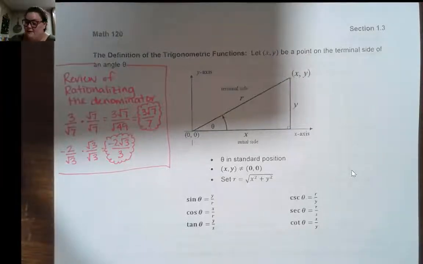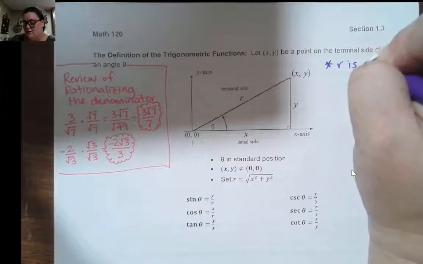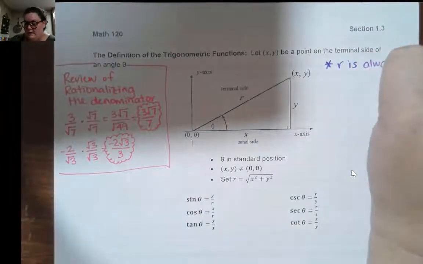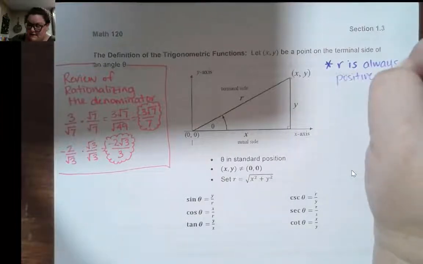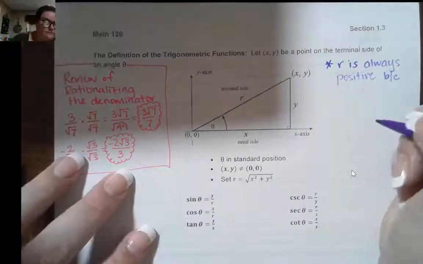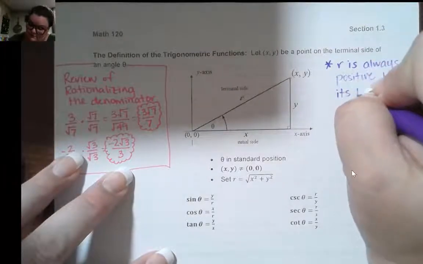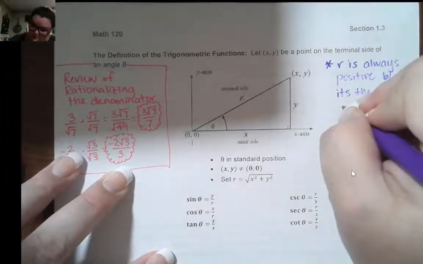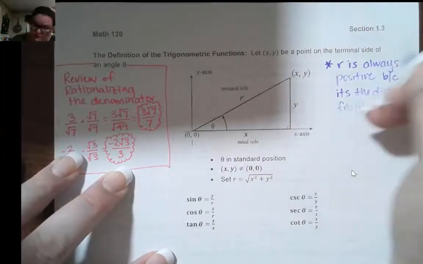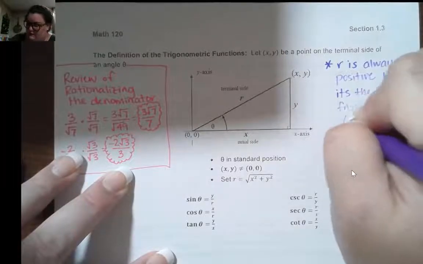That is a good thing to note, that r is always positive, because it's the distance from our angle theta to the point (x, y).